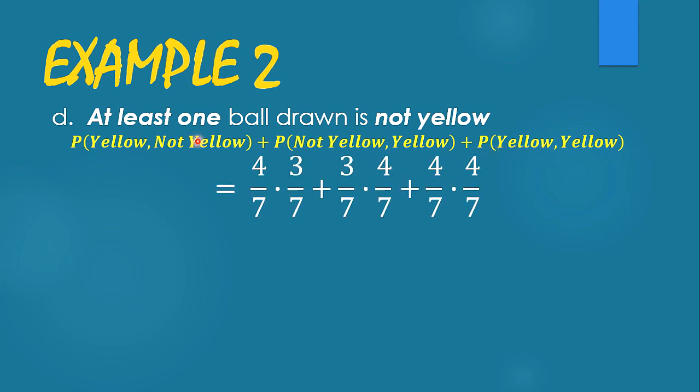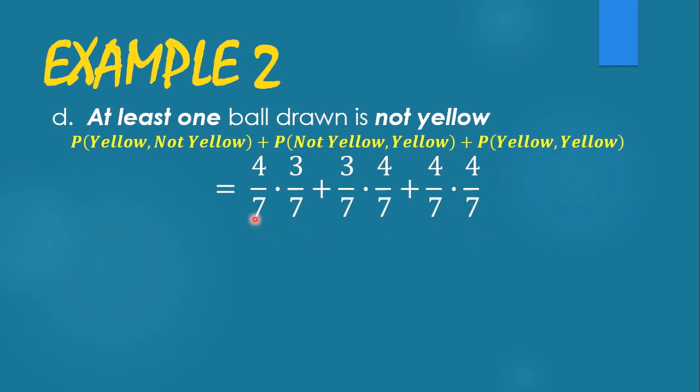So first, for our yellow again, there are 4 yellow balls over the total number of balls in a box, which is 7, times 3 over 7, referring to the probability of getting not yellow balls, plus 3 over 7 for the probability of not yellow ball, times getting the yellow balls, the probability is 4 over 7, plus the probability of yellow balls, so still 4 over 7 times 4 over 7.